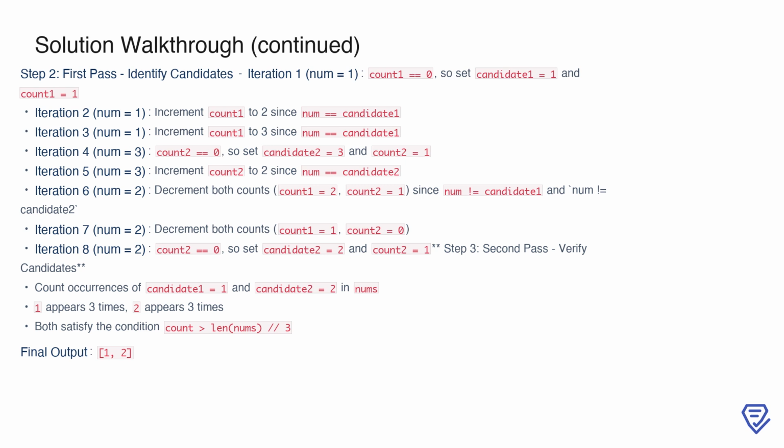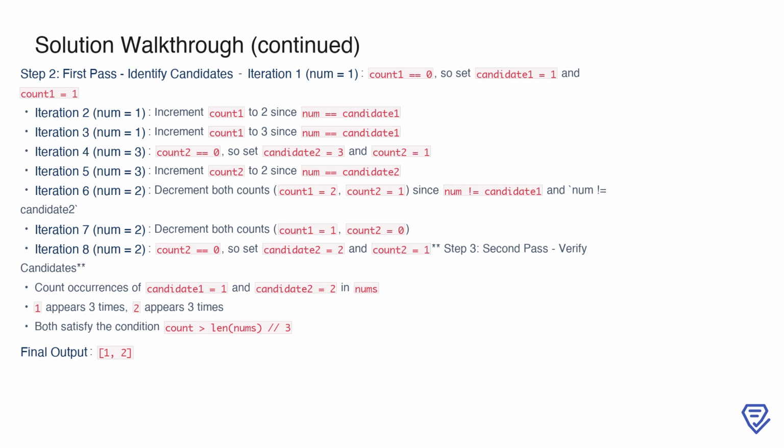Next, when 2 appears, it does not match either candidate, so both counts are decremented. This happens for 2 consecutive occurrences of 2, reducing count 1 to 1 and count 2 to 0. On the final iteration, count 2 is 0, so we set candidate 2 to 2 and increment count 2 to 1. By the end of the first pass, candidate 1 is 1 with count 1 equals 1, and candidate 2 is 2 with count 2 equals 1.